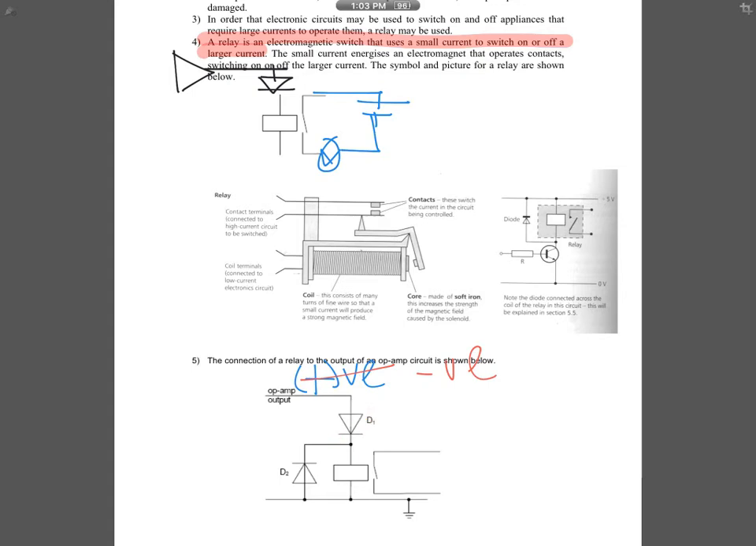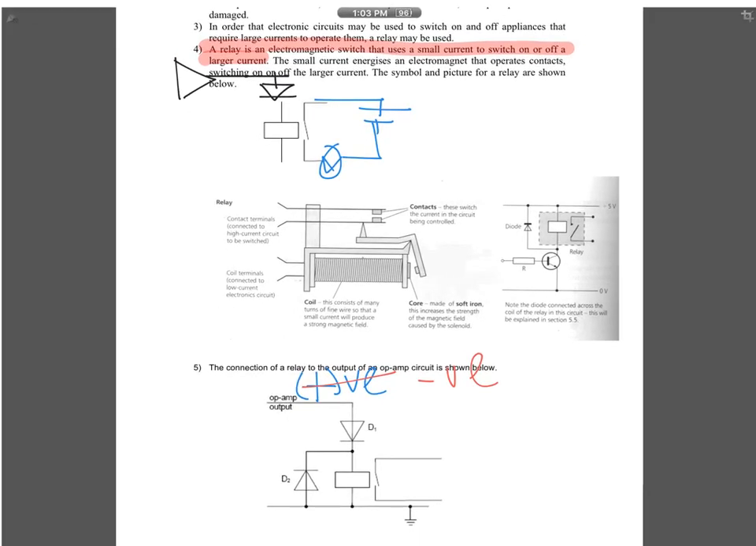So this diode's function is quite simple. It allows current to flow through your relay when the output is positive, but it prevents current from flowing through your relay when the output of the op amp is negative. Now this diode has another function, and what is the function of this diode? Let's say your output here is positive, which means here is positive. So let's say the current is now flowing through your relay. That means when the current flows through your relay, your solenoid becomes magnetized. That means there's a magnetic flux in your solenoid.